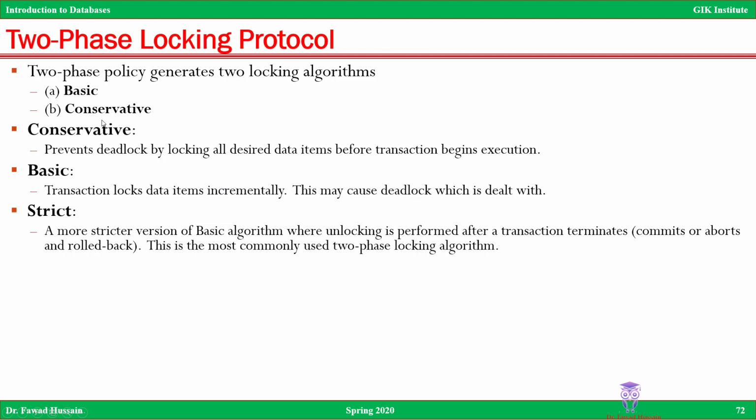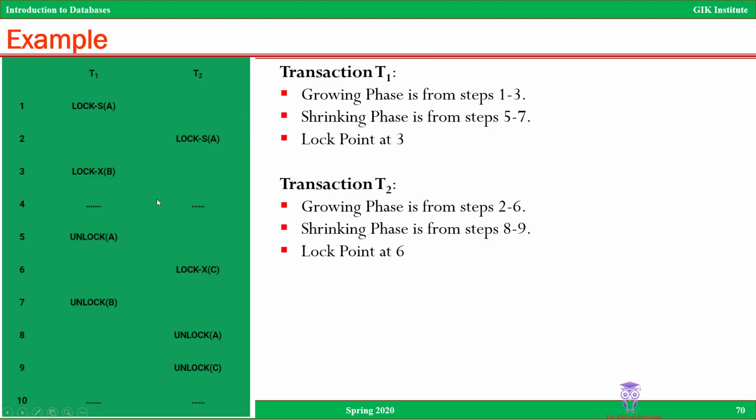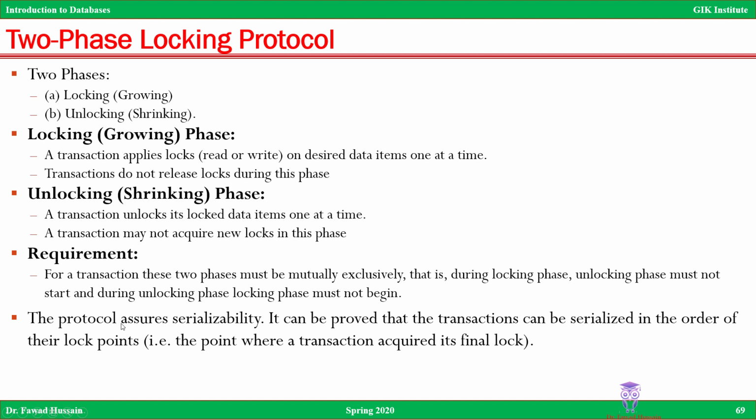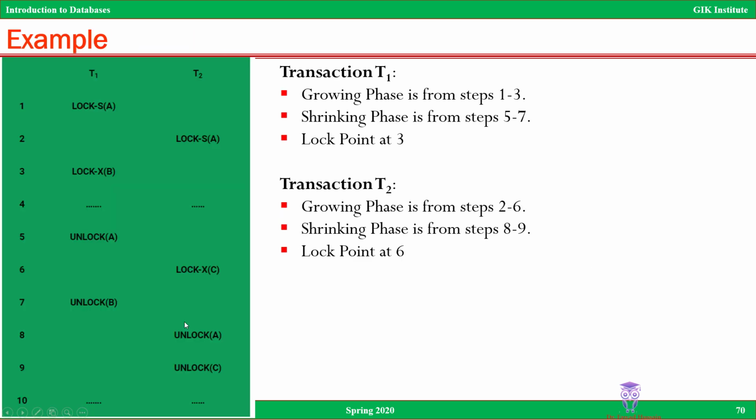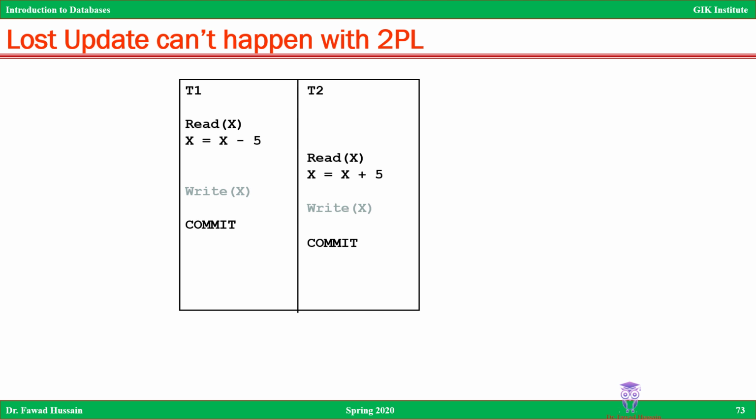So as we said, the protocol assures serializability. We mentioned this, that you can guarantee that it's going to be serializable. How? Let's look at this example. In this case we have transactions T1 and T2.